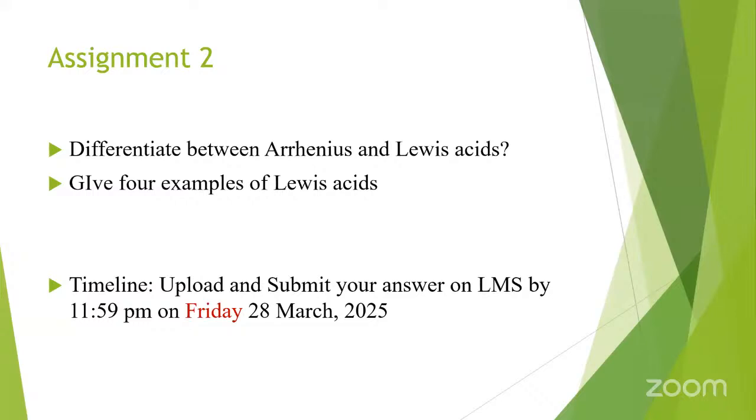Under the second assignment, you will find out by yourself, you read. You differentiate between Arrhenius acid and Lewis acid. We are focused more on Arrhenius acid and Bronsted-Lowry acid, but under this assignment, I want you to also differentiate between Arrhenius acid and Lewis acid and give 4 examples of Lewis acid. You submit it on the same day with assignment number 1. You can submit it today if you have the answer, it's fine. But ensure that you submit it just before the end of that March 28th day.